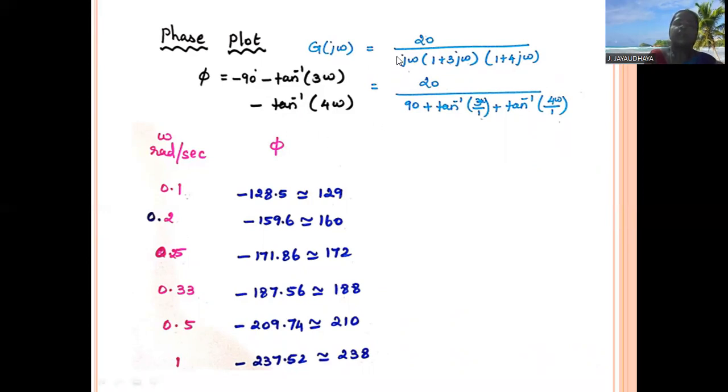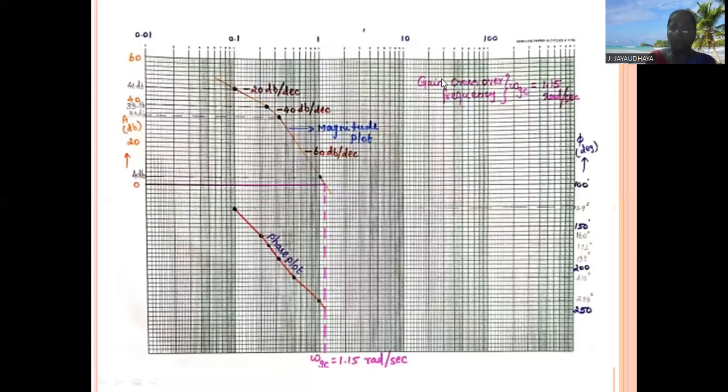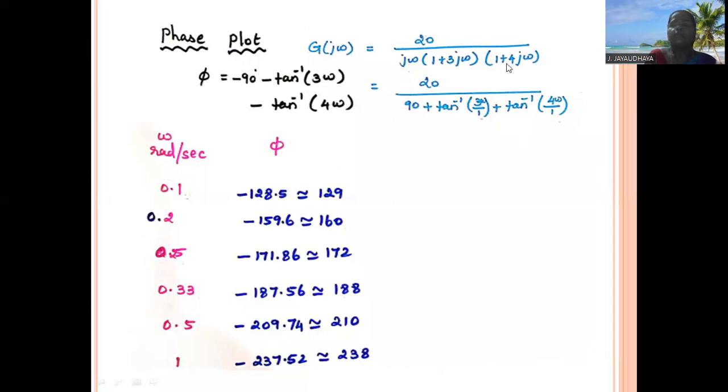Now you see here there is no real term. So what is the a value? It is 0, so omega divided by 0. Anything divided by 0 is infinity. So tan inverse of infinity is 90 degrees. So that's why here it is 90 degrees. Then next, plus tan inverse of, the imaginary part is 3 into omega, so 3 omega divided by 1. Similarly, the next term, plus tan inverse of 4 omega divided by 1. That is b value divided by a value.